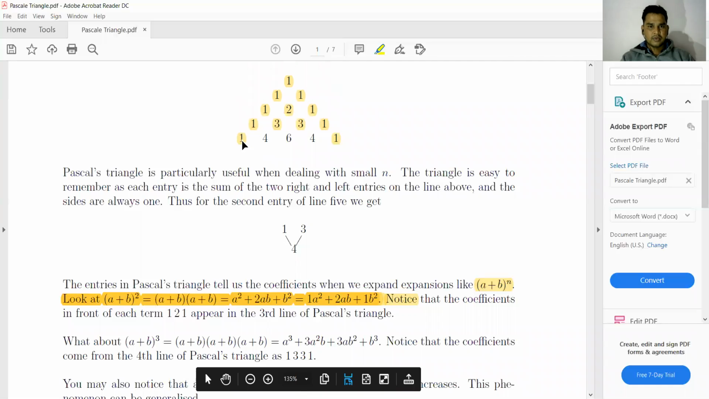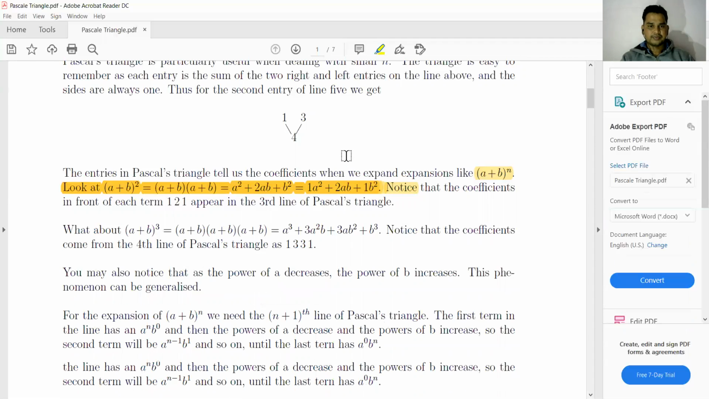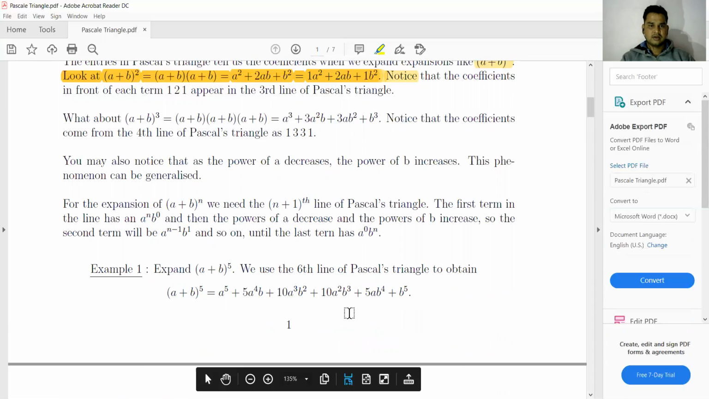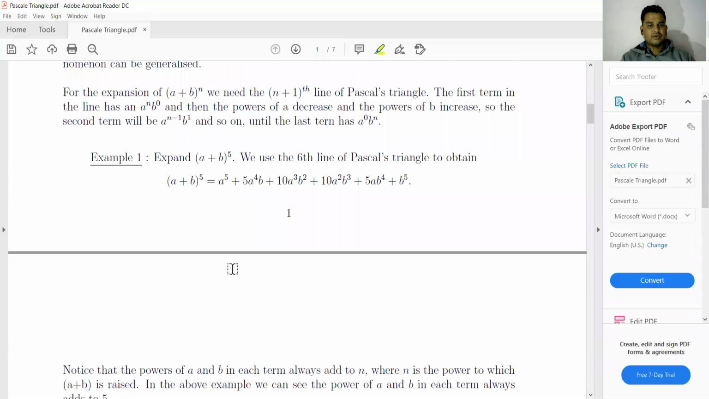Observe this triangle. The first is 1 1 1 1, so here we will get 1. After that the addition of 1 plus 4 is 5, 4 plus 6 is 10, 6 plus 4 is 10, 4 plus 1 is 5, and 1 as it is. So we will get the entries 1 5 10 10 5 1. So this is the use of the Pascal triangle to expand a plus b raised to 5.